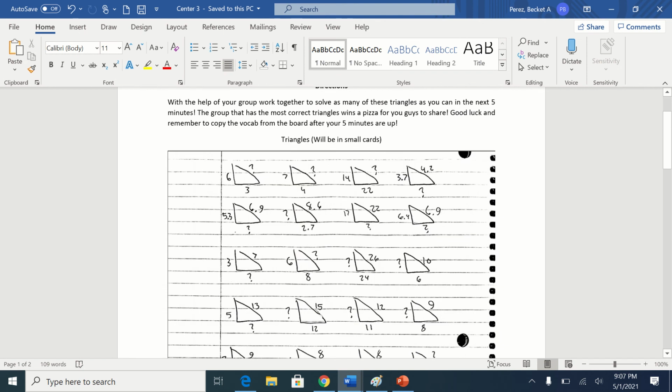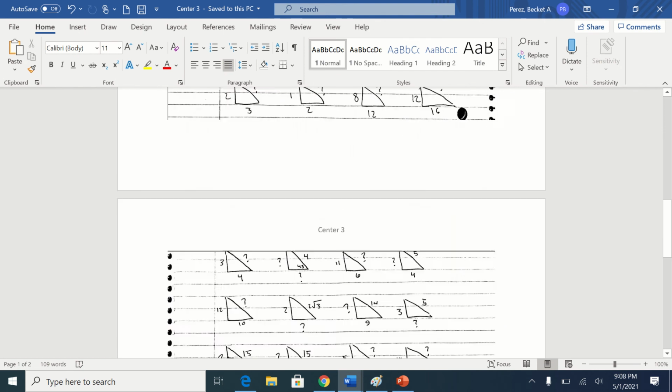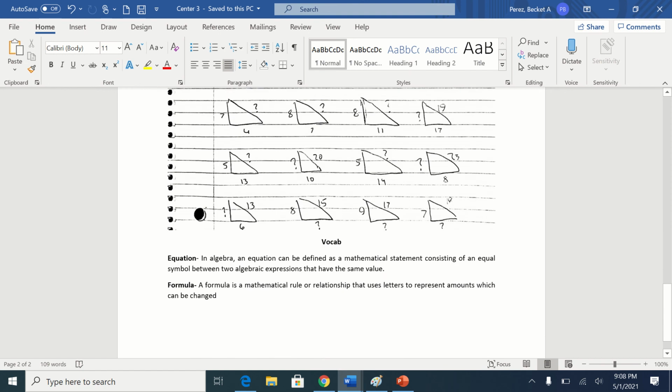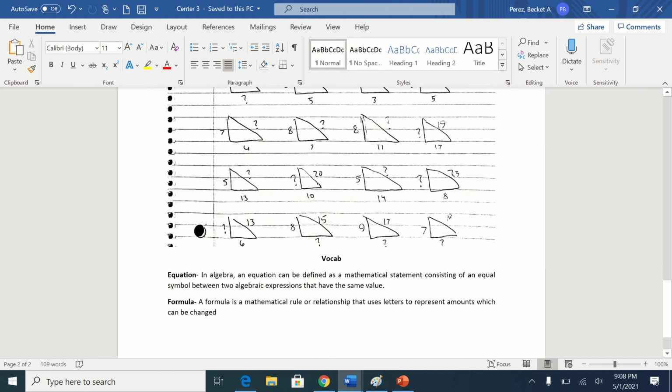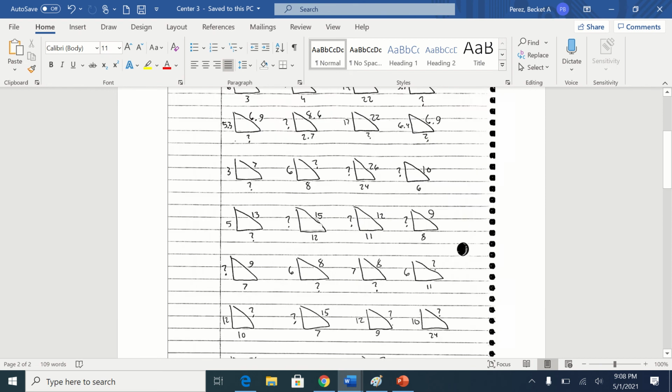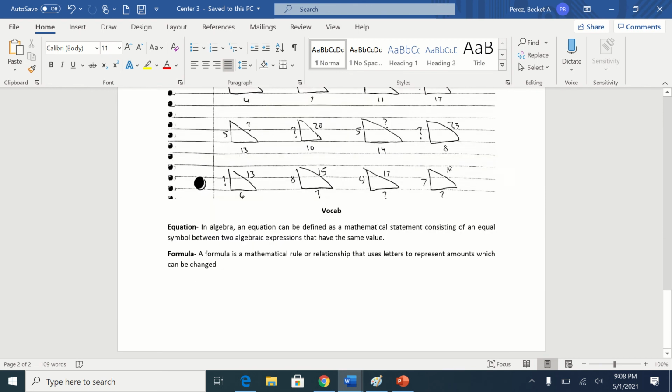These are groups of 6 to 7 students, so I don't think they'll have enough time to finish all of them, but obviously it's not to finish them. We'll see who can finish the most correctly, and that team will win a pizza for them to share. Obviously, I will provide the pizza, and it's a little bit of competition, hopefully get them riled up a little bit, get them excited about triangles.